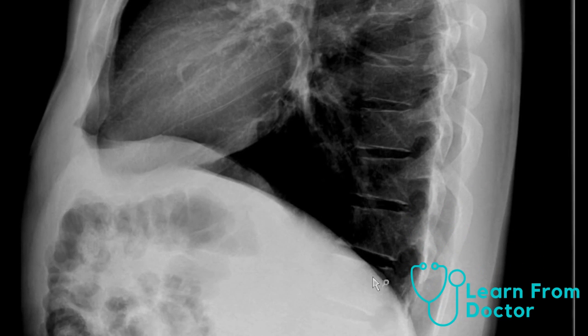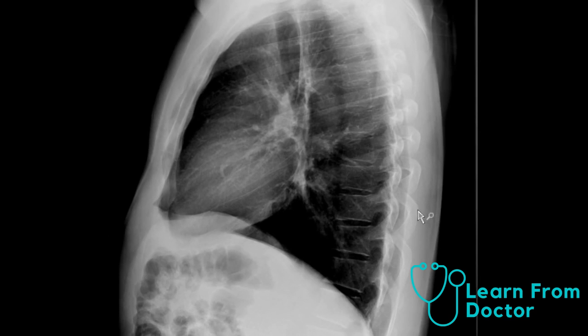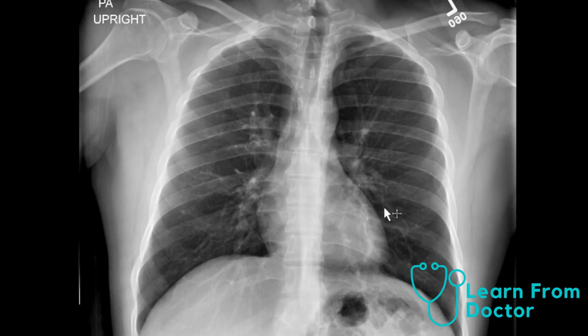Then I go underneath the diaphragm, making sure there's no obvious free air, which I may have missed on frontal radiograph. And I take a look at the bowel. And that is pretty much it. So that, ladies and gentlemen, is how I read a chest x-ray.